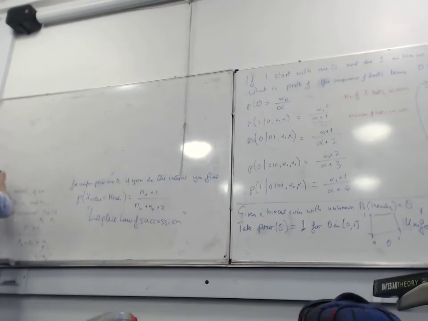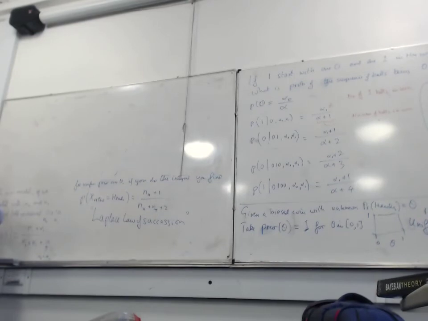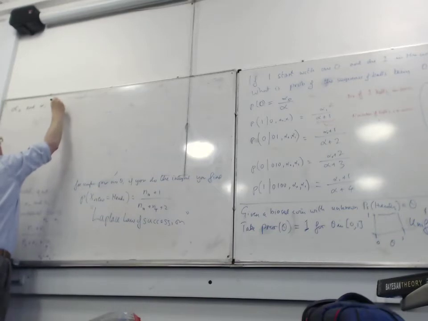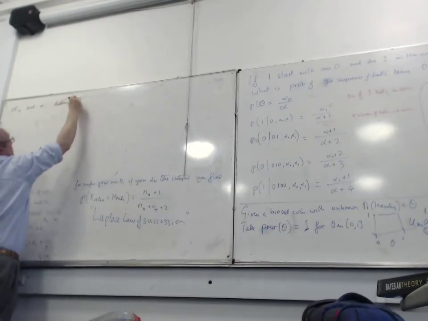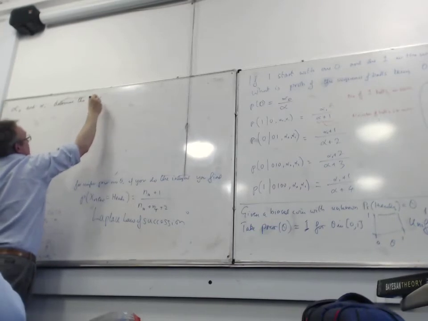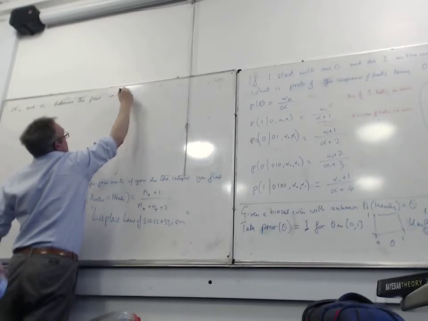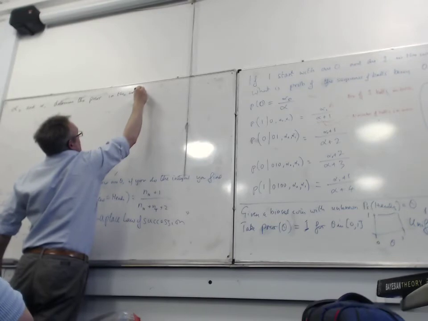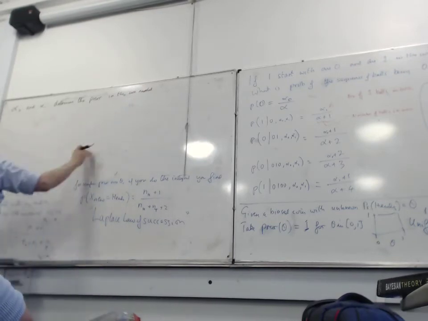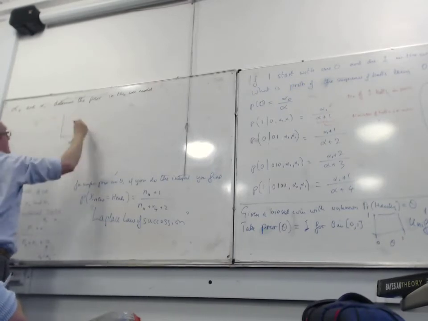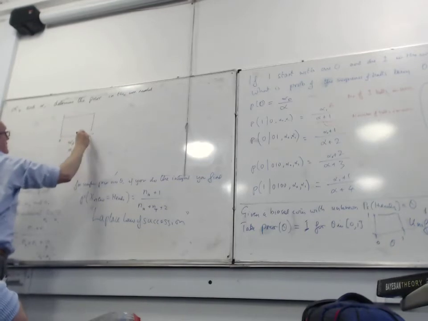So alpha 0 and alpha 1 determine the prior, and then the urn model. If we have alpha 0 equals 1 and alpha 1 equals 1, we have a uniform prior. 1, 1.